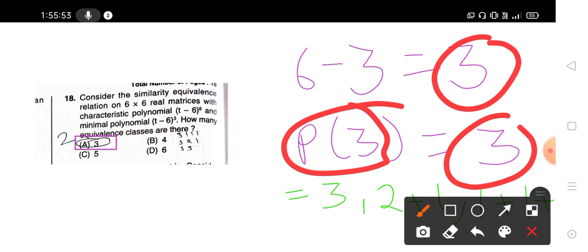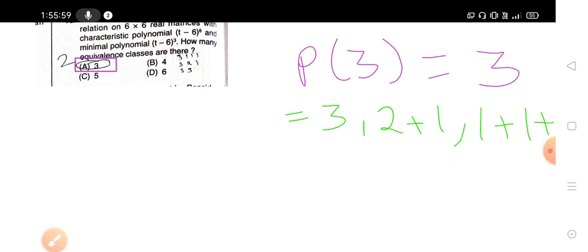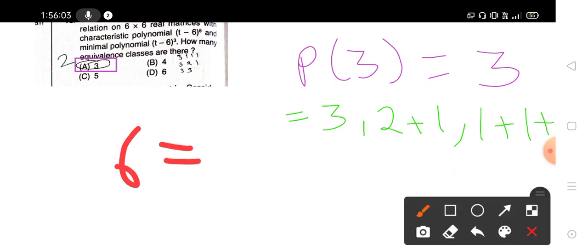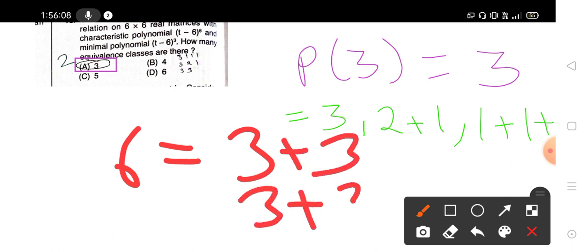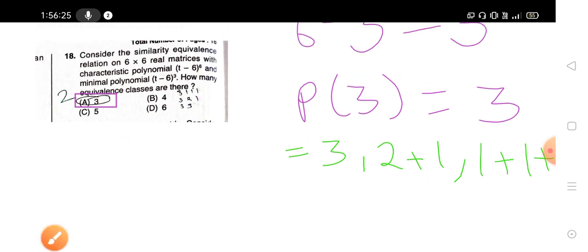What is the partition of 3? 3 can be written as 3, 2 plus 1, and 1 plus 1 plus 1. That is 6 equal to 3 plus 3, 3 plus 2 plus 1, and the last one 3 plus 1 plus 1 plus 1. These are the possible matrices. Here the answer is A, correct, 3.